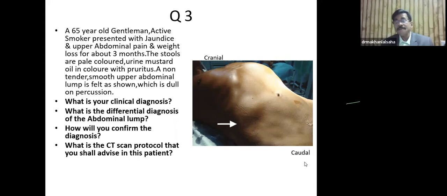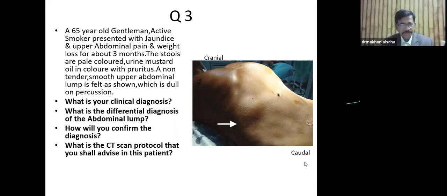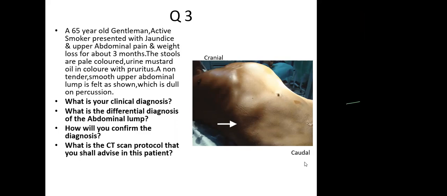Loss of weight and a palpable gallbladder. Fine. So what is the diagnosis of the abdominal lump? It's confined to the right hypochondrium. It can be a mass of the liver, secondary metastasis to the liver.